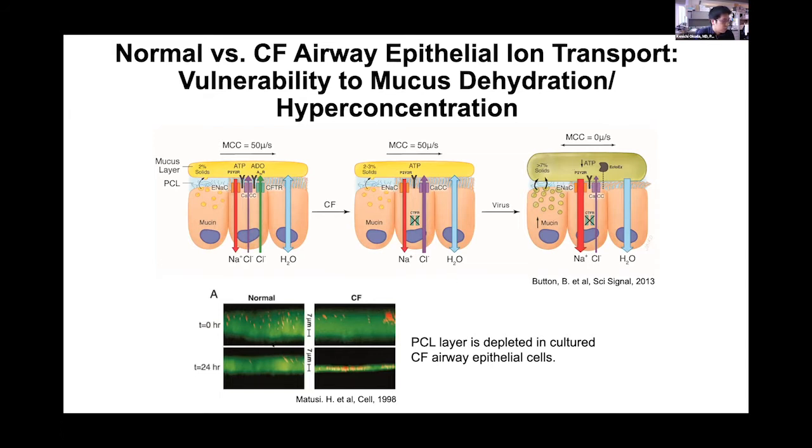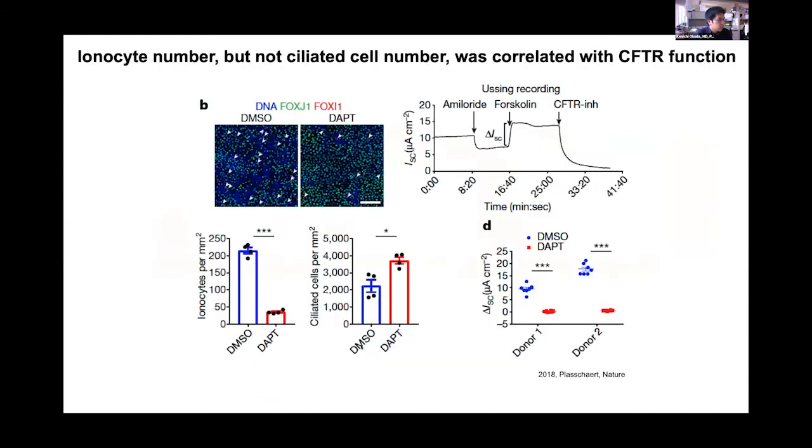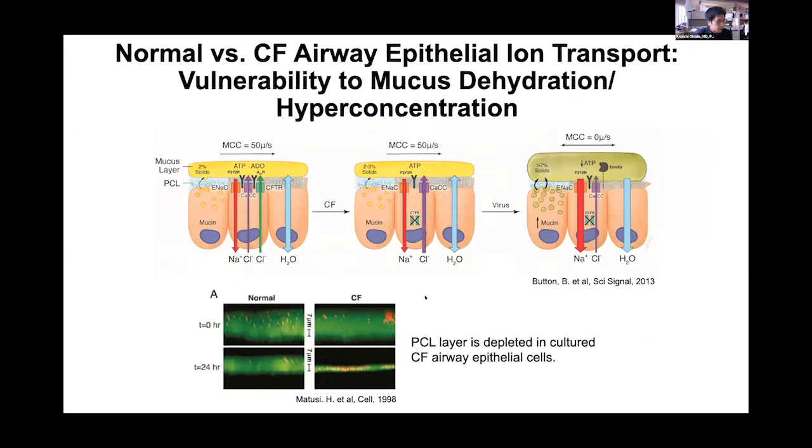This in vitro data shows that this green region is the periciliary layer. The CF airway epithelial cell shows a depleted periciliary layer, so the cilia are totally compressed in only this thinner layer, and these cilia cannot move the mucus anymore. So there is no doubt about the importance of CFTR.